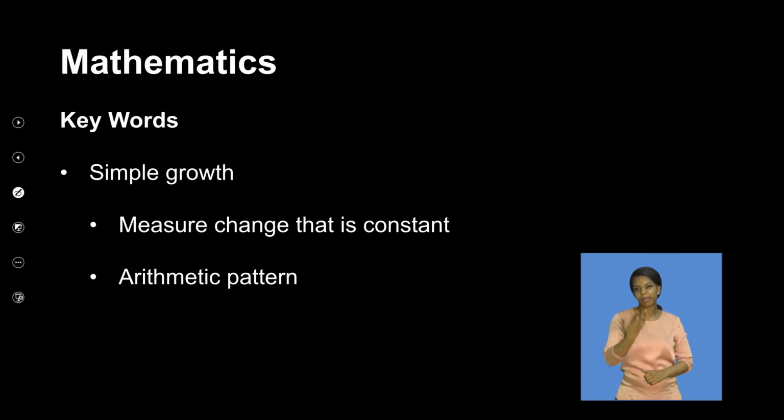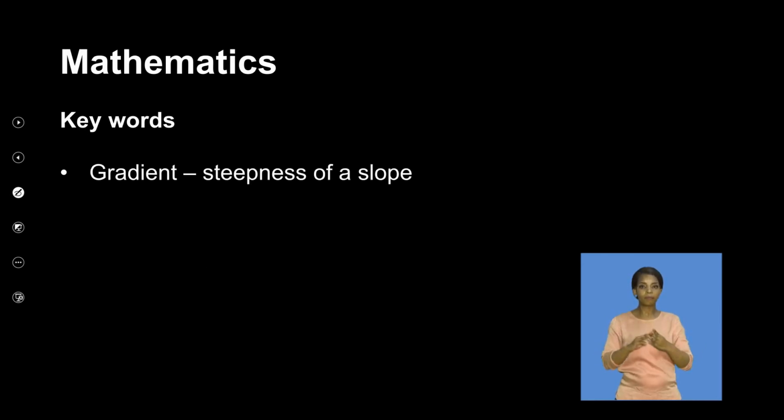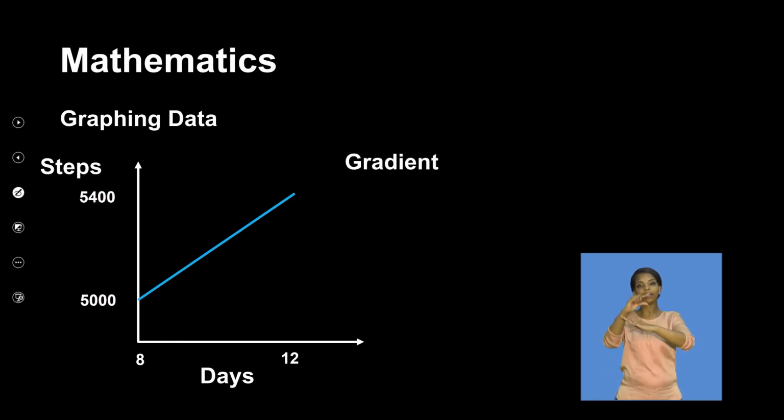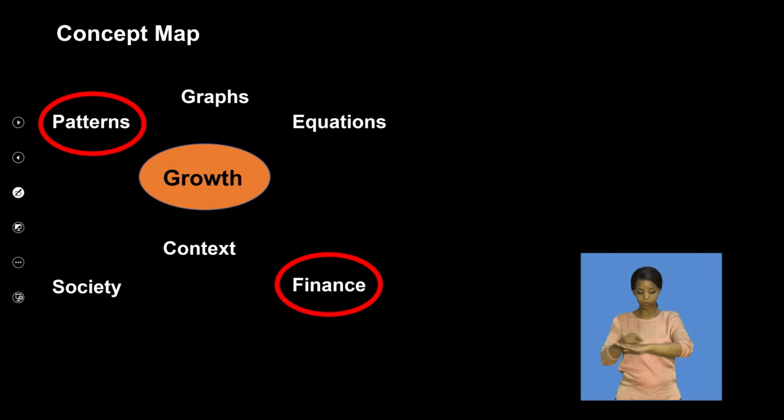And then what we then looked at, our keywords, where we measure the change that is a constant, which we just saw in the previous table. And then lastly would be the arithmetic pattern that we kind of spoke about. And then the last keyword was the gradient, which is the steepness of a slope. Now if we look at the concept of a gradient, the line will look something like this, which would then be our graph. And the graph will normally have a gradient, and it will also have an equation, which would be a model in this instance. The graph itself is also a model. That's one of the things that you need to know as well.